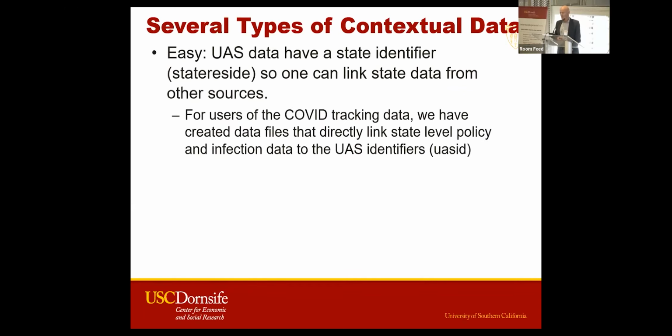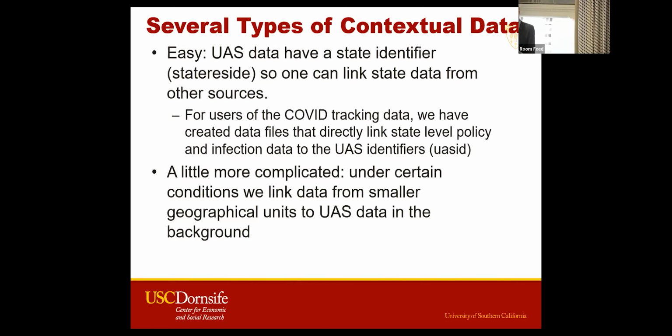Then for the COVID tracking data, we have already done linking to a number of external variables, like, for example, local policies. And there they may be at a different level, but they have been linked already. If you go to the COVID website, you see something called external data. The UAS ID makes it possible to link immediately, and it will get you the external data for the date that the survey was answered by the respondent.